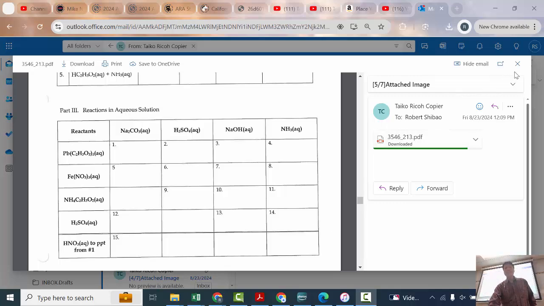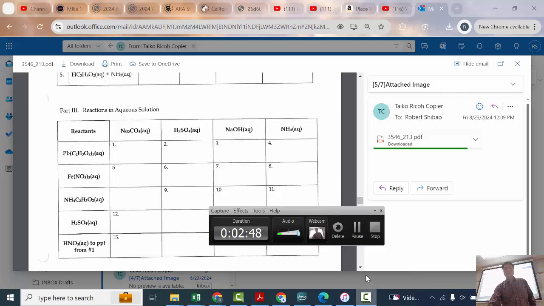Today we're going to do a different experiment. And you guys are going to do it. You can work in groups of 1, 2, or 3. And we're going to run through some redox. These are metathesis or double replacement reactions.